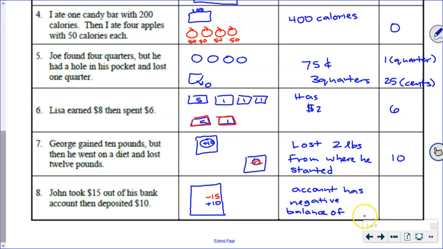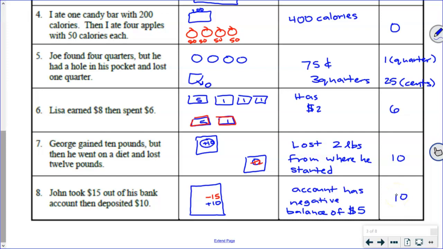Right. However, this is the information that we have, so this is what we go off of. Okay? If you wanted to say he has $5 less than what he started with, that's accurate as well. And how many zero pairs here? There's another 10 zero pairs.